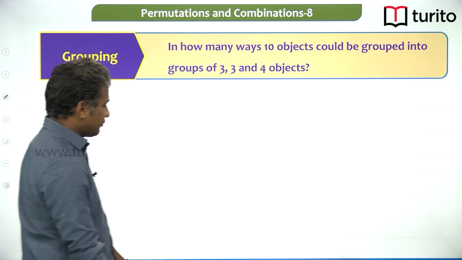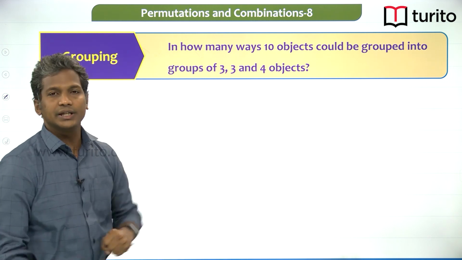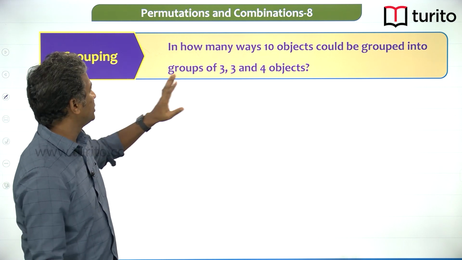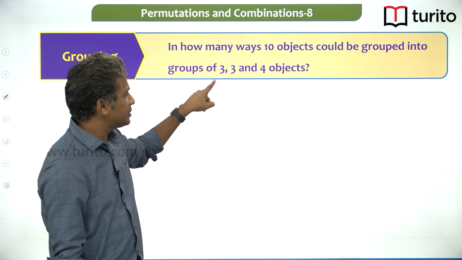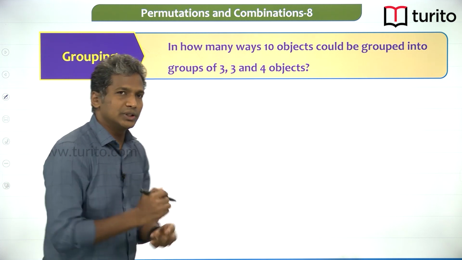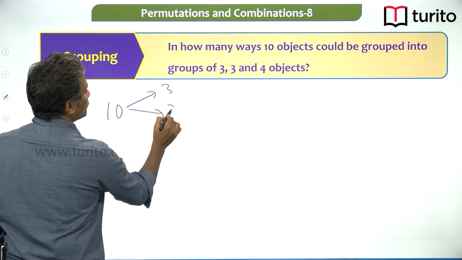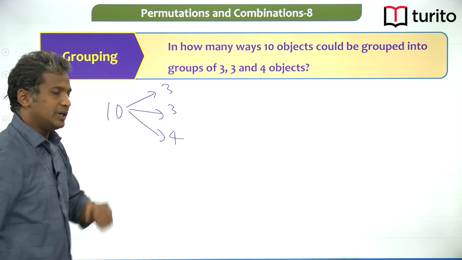Now let's solve a different question based on the same idea. Now there are 10 objects here, nothing is mentioned, so objects are different. They have to be grouped into 3 groups. One is having 3 objects, other is having 3, other is having 4. So how do we do this? So there is 10 here, 3 in one group, 3 in other group, and 4 in the last group. So how do we do it?